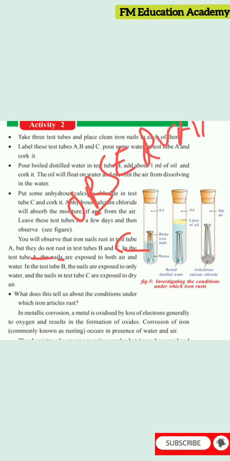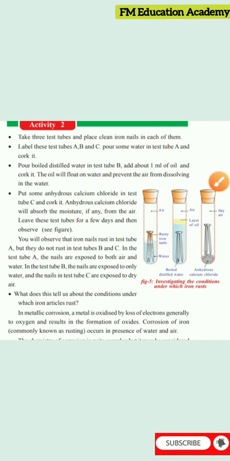In test tube A, the nails are exposed to both air and water. You see here, right? We have not put any layer on top of the iron nails, and also we have not put any powder on it. We have already put water inside the test tube, and also air was there inside the test tube. After air went inside the test tube and after water was there, then only we had closed the cork. So because air and water are present inside test tube A, the iron nails get corroded inside it.